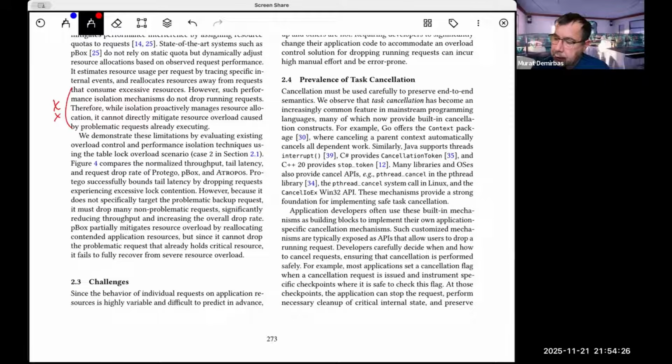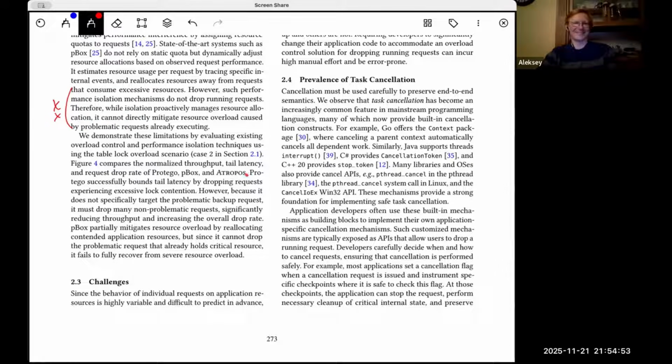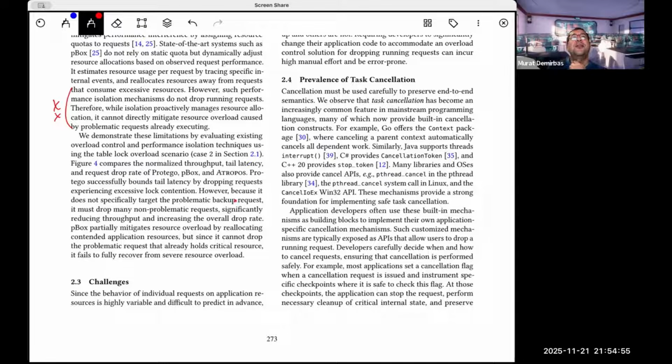We demonstrate these limitations by evaluating existing overload control and performance isolation techniques using the table lock overload scenario that we just discussed. Figure 4 compares the normalized throughput, tail latency, and request drop rate of Protego, Pbox, and Atropos. I mean, the paper is so straightforward, it hurts. Nice. Right? So you can't argue against it.